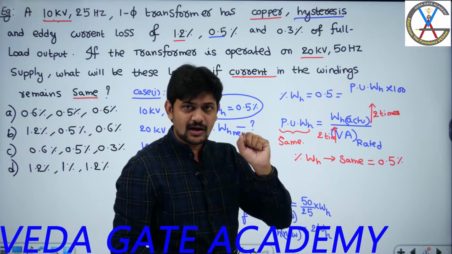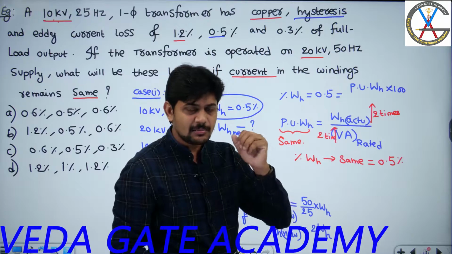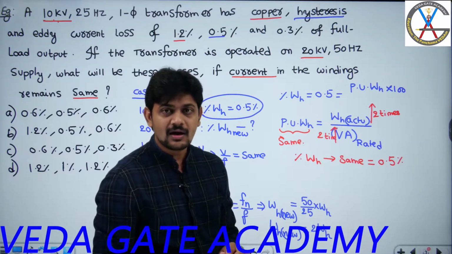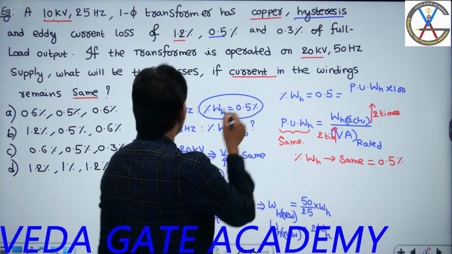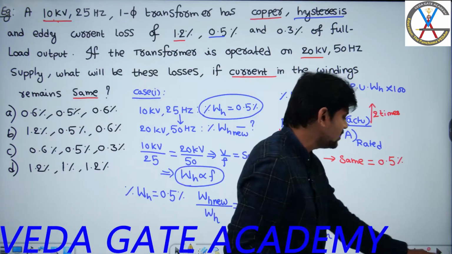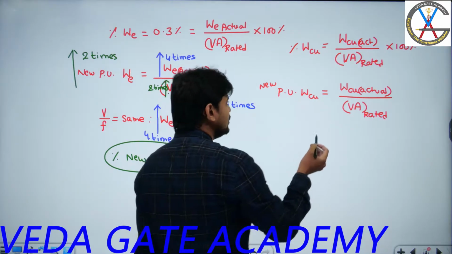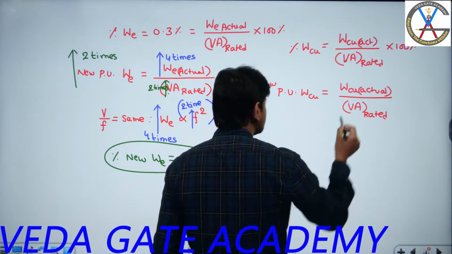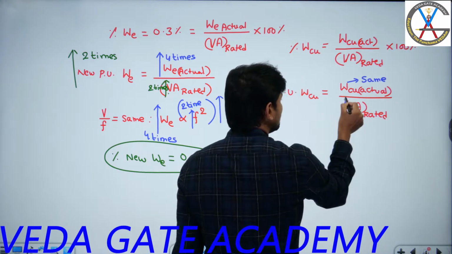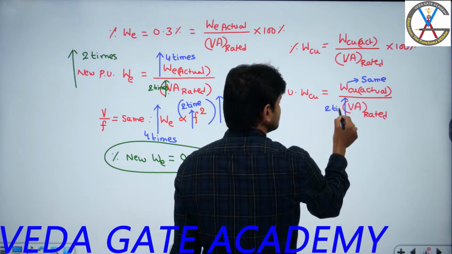Okay, and we know that iron losses, hysteresis and eddy current losses, depend upon voltage and frequency, but copper losses purely depend upon the current. And in the question they mentioned that the current in the windings remains the same. As current in the windings remains the same, I can say that the new actual losses also remain the same as the original value. But what will happen to the voltage? It is increased by twice, 2 times.